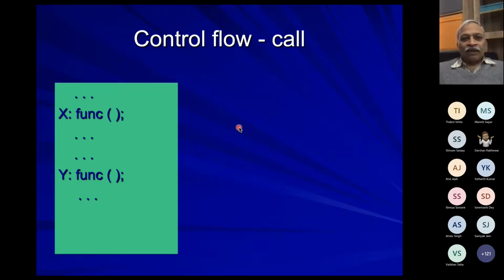Control flow. Now, when a call is made to a function, what is important is that when you come back, you should come back and continue the same computation. So if there are two calls from two different places, the return must be to the corresponding following statements.